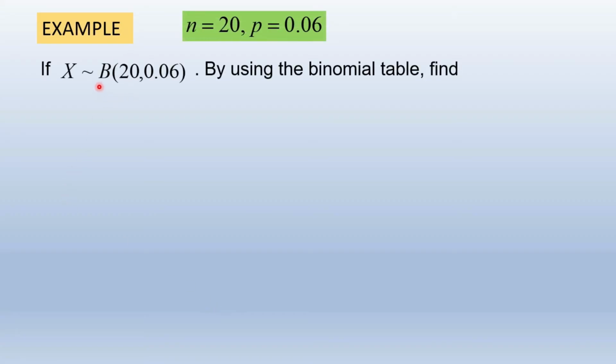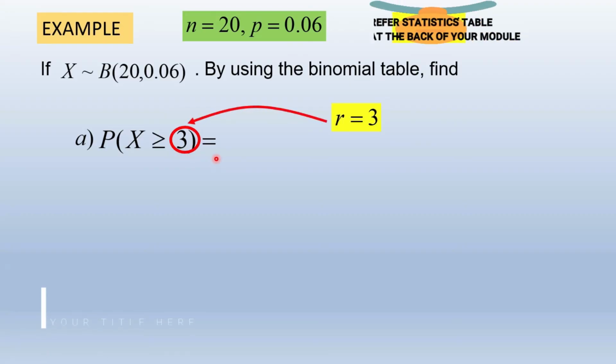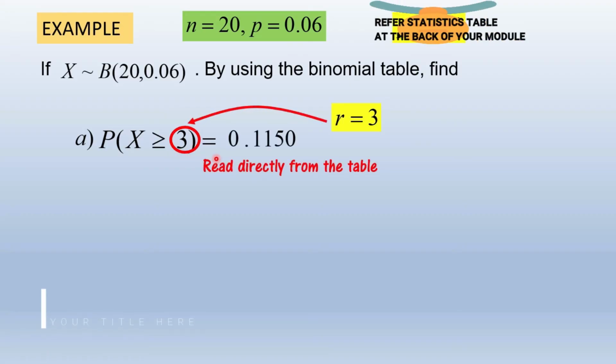Okay, from the information earlier, we know that x is a binomial distribution with n equals 20, p equals 0.06. So, to use the table, for probability x more than or equal to 3, you need to find what r is here. So, what is r here? r equals 3. Okay, so you intersect these three values, n equals 20, p equals 0.06 and r equals 3, you will get directly from the table 0.1150. Okay, got it?